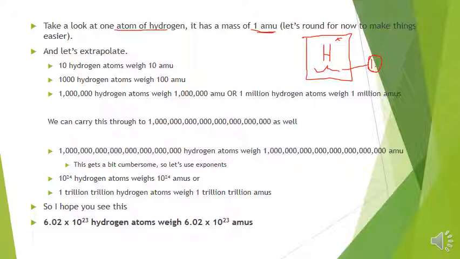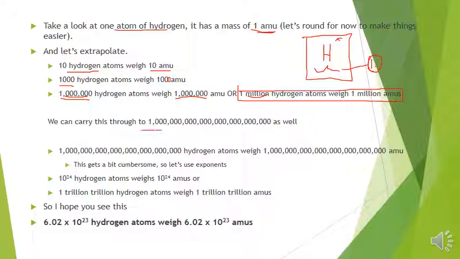So let's extrapolate. If you had 10 hydrogen atoms, they weigh 10 AMUs. That's simple enough. If I have 1,000, they'll weigh 1,000 AMUs. If I have 1,000,000, they'll weigh 1,000,000 AMUs. We use the words: 1,000,000 hydrogen atoms weigh 1,000,000 AMUs. So you could write it out in numbers, or you could write it out in words.